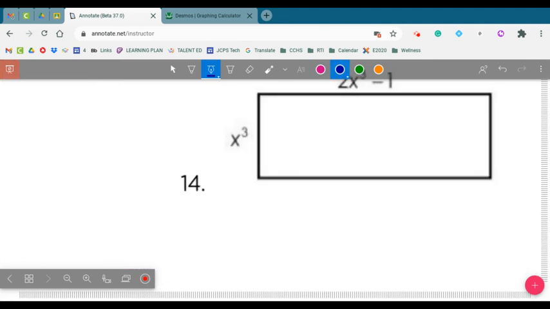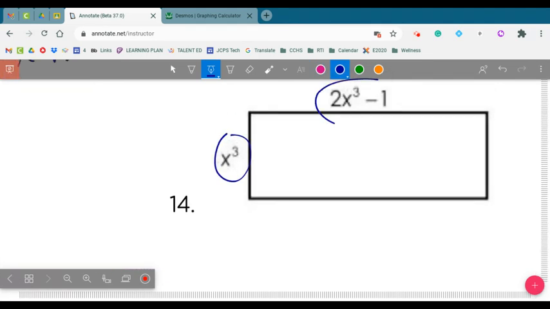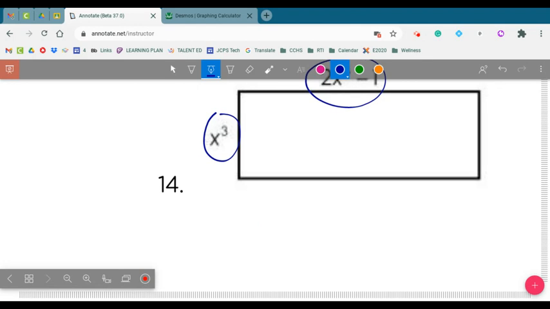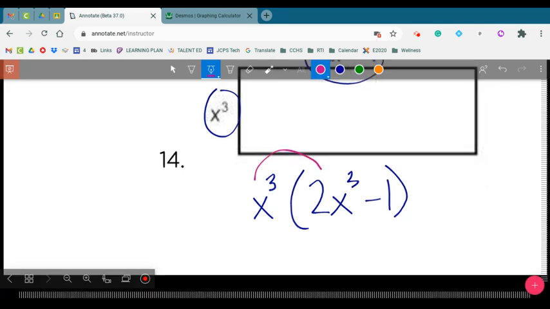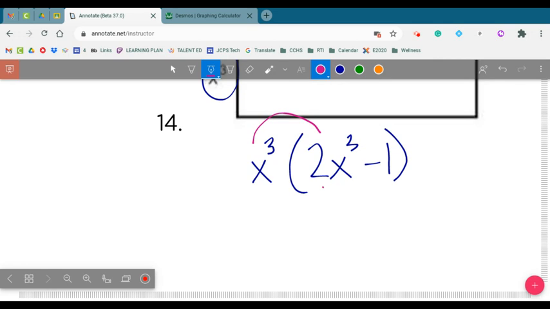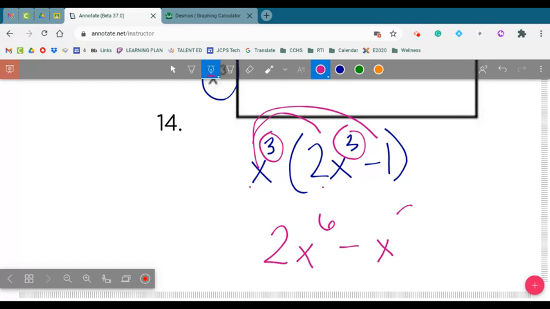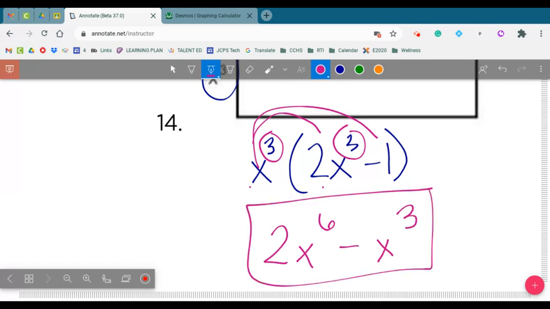Okay, next one, I have x to the 3rd and 2x to the 3rd. So I'm going to have x to the 3rd times 2x to the 3rd minus 1. So you're going to do x to the 3rd times 2x to the 3rd. So you have 2 times the 1 in front of the x to get 2. Then you add the 3 and the 3 on your x to get 6. And then x to the 3rd times negative 1 is just going to be negative x to the 3rd. And that is my answer.